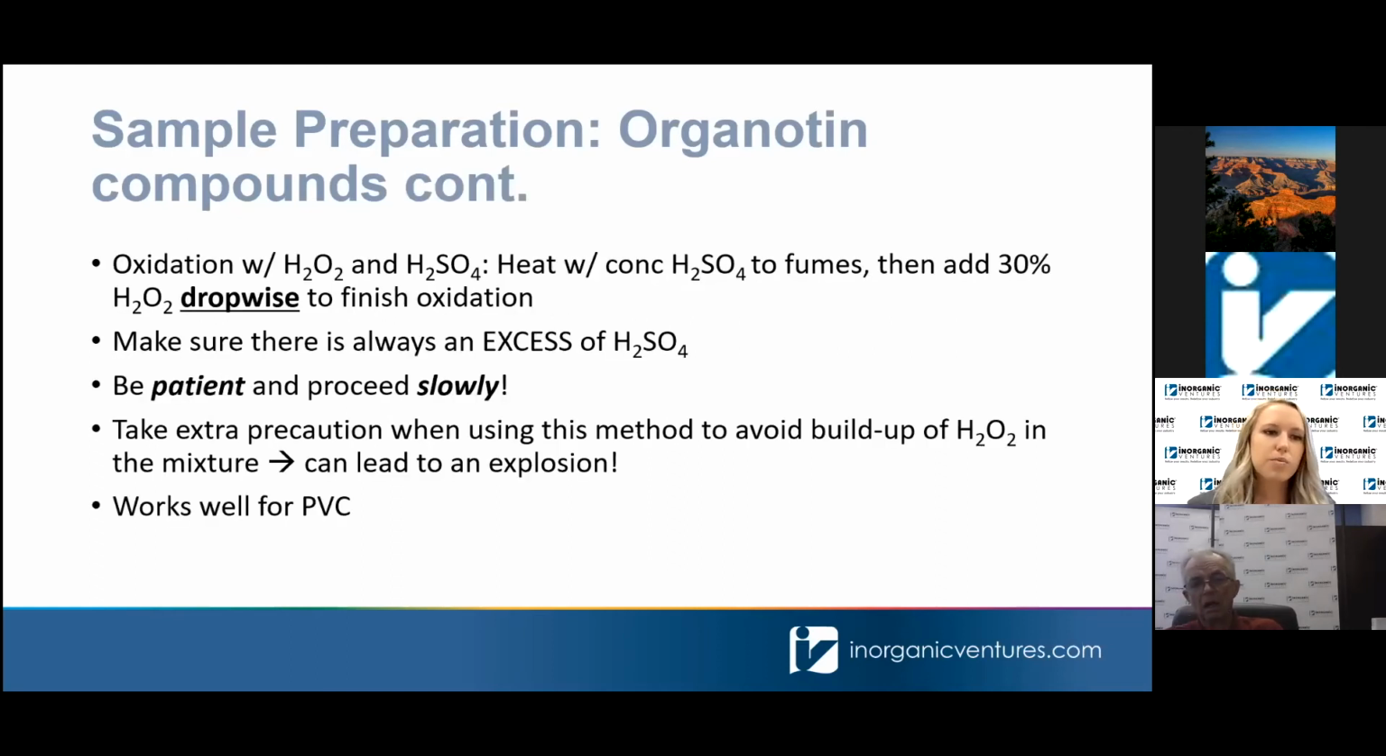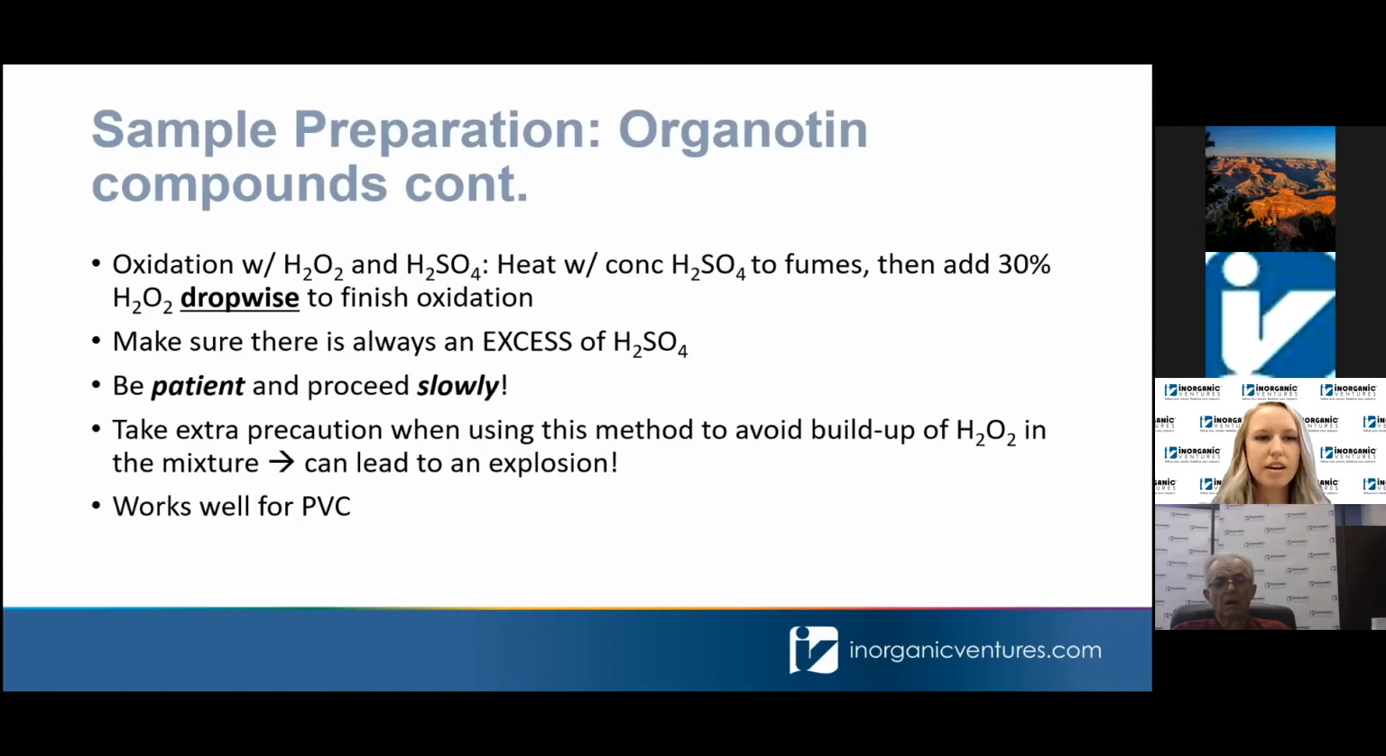So for organics, we usually recommend an oxidation reaction with sulfuric acid and hydrogen peroxide. You want to heat the sample first with the concentrated sulfuric acid until you get fumes, and then you're going to complete the reaction by adding the hydrogen peroxide dropwise to the solution.